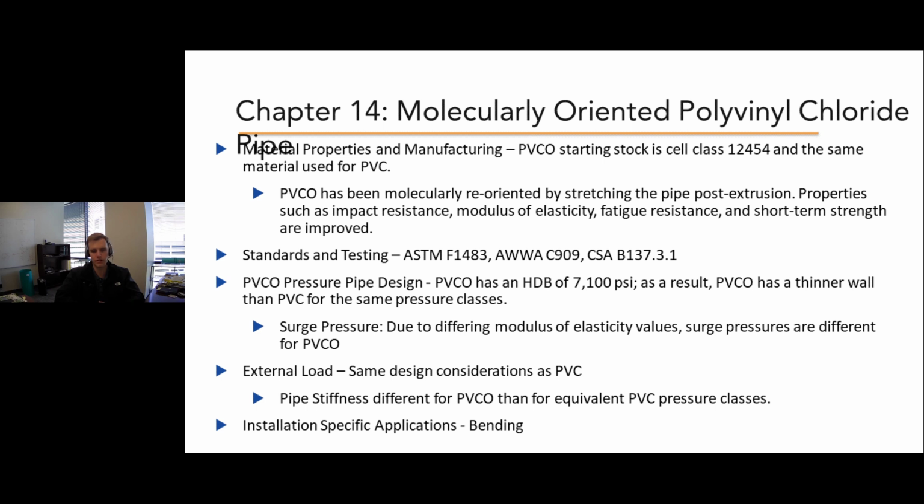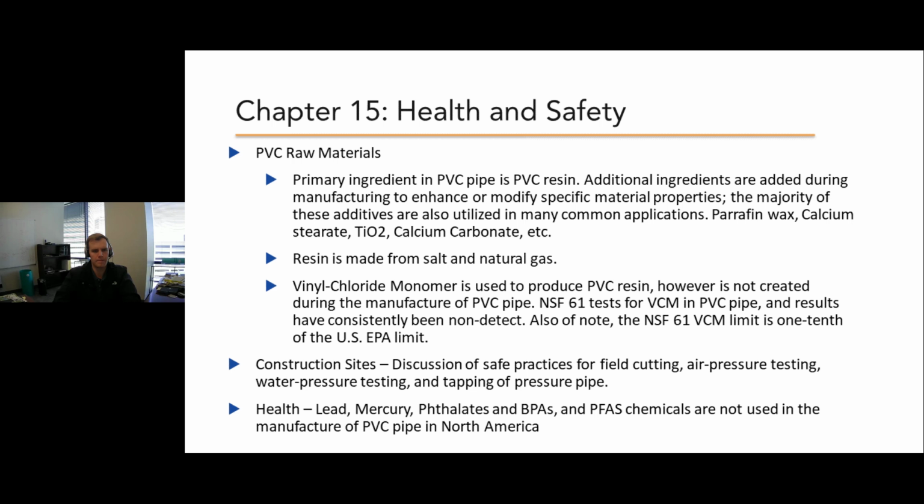For external load, it's the same design considerations as for PVC. Pipe stiffness for PVCO, because of that different modulus and different wall thickness, is going to be different than for the same pressure classes of PVC. We do have tables for that still in the chapter, so that is, again, just something you want to check if you're designing a force main and concerned with external load or something along those lines. Generally, we only see PVCO used in pressure applications. I don't think we see a lot of it used for gravity sewer. So external load's not as much of a concern, but again, with force mains, you might occasionally have sections that are unpressurized for periods of time.